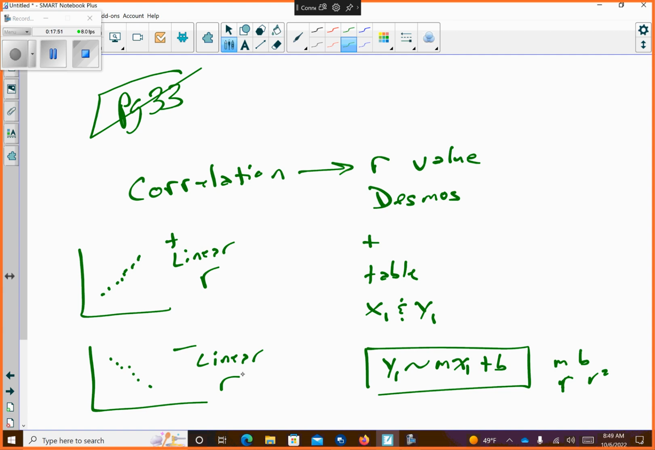Page 34. Is there anything there that's sticking out to me? You do not need to know the equation for calculating R. You're welcome. Correlation doesn't have any number or units of measure. It's just a number. And on page 35.